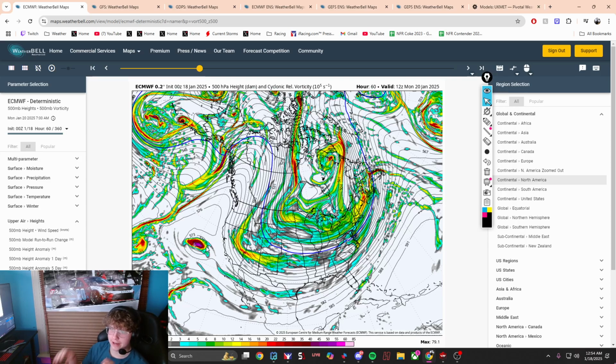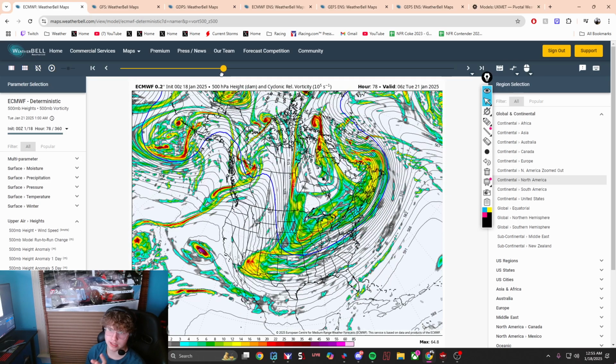Okay, there's your low. You see it getting kind of squished because it's being sucked up. If you can see this energy here sucking, there you go. It sucks some of this upper air low and shoots it off, and that's how you get your deepening pressures and stuff.